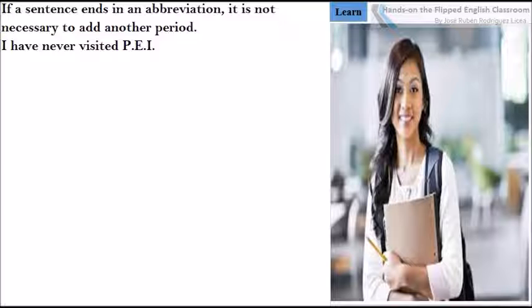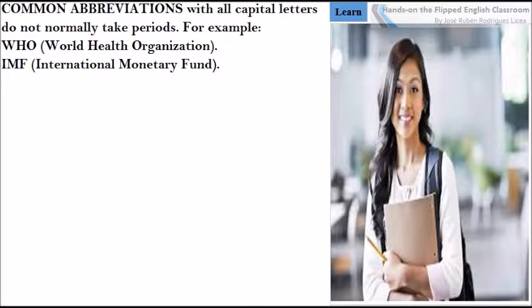If a sentence ends in an abbreviation, it is not necessary to add another period. I have never visited P.E.I. Common abbreviations with all capital letters do not normally take periods. For example, WHO, World Health Organization; IMF, International Monetary Fund.